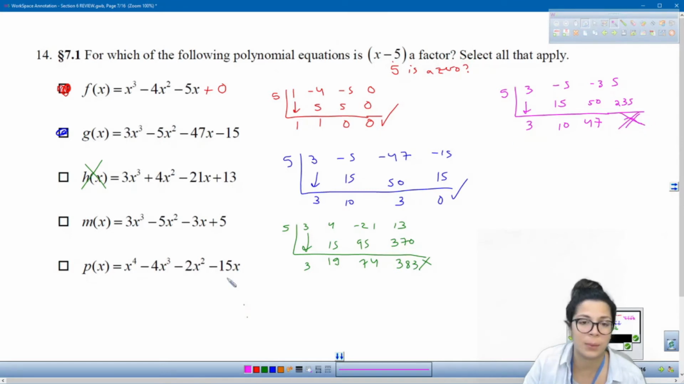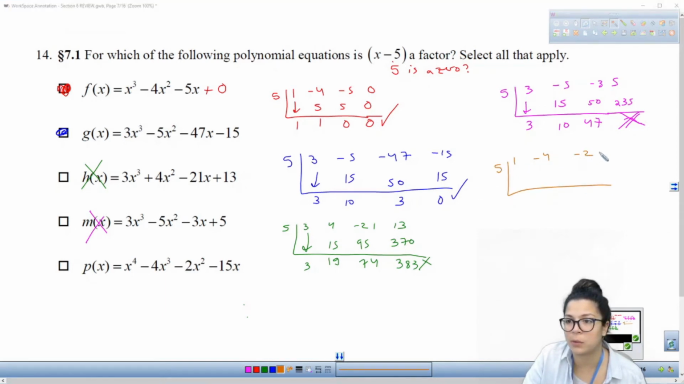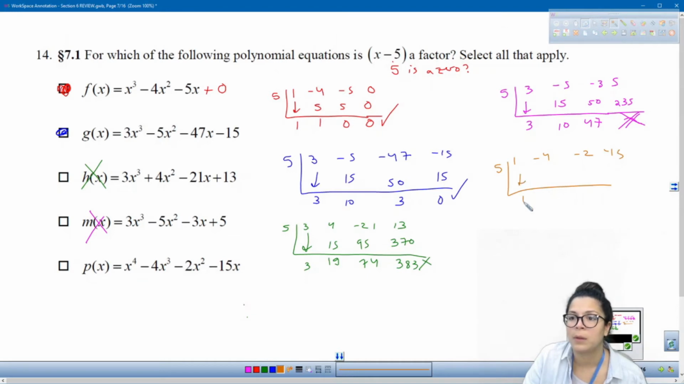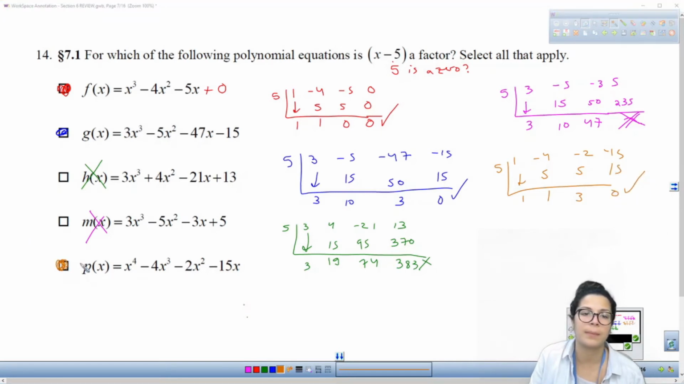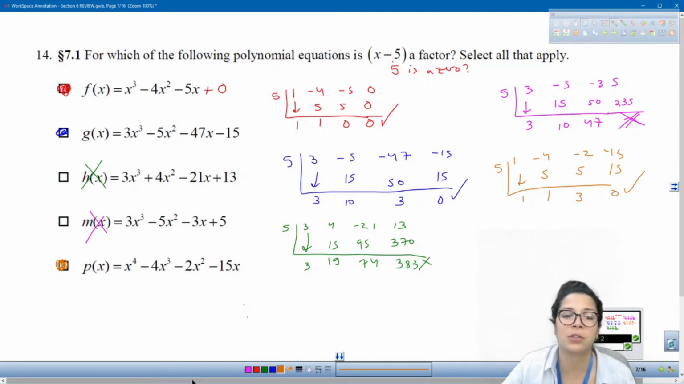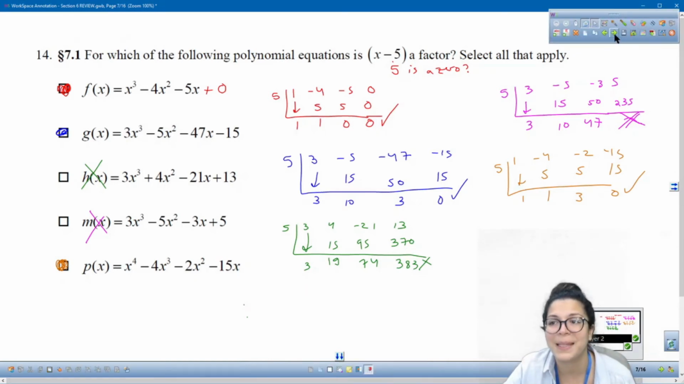Okay, so that's what matters. So no good. Last one, 5. Coefficients 1, -4, -2, and -15. So 1 times 5 is 5, add vertically; 1, multiply 5, add vertically; 3, multiply 15, add vertically, 0. Awesome, so the last one worked. Okay, so those are the ones, f of x, g of x, and p of x.